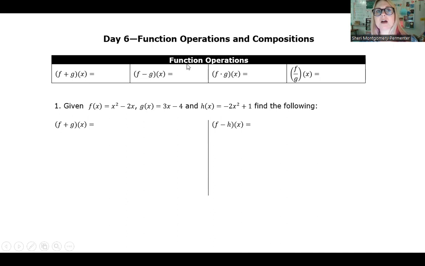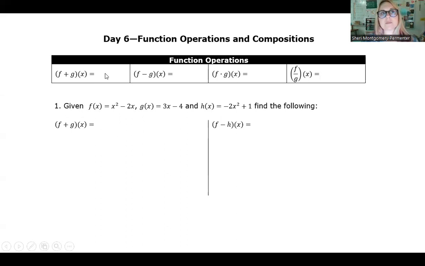And so when it talks about function operations, we can add, we can subtract, we can multiply, or we could divide functions. So for these problems, it gives you f of x, a function, g of x, a function, and h of x, a function, and then it wants us to find the following. The first thing that we need to know is what it means to add functions.